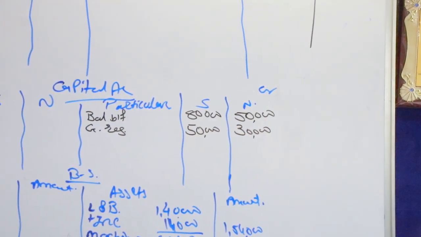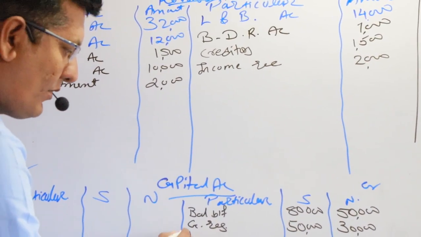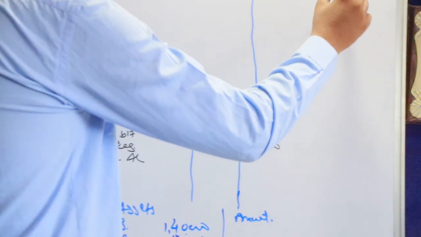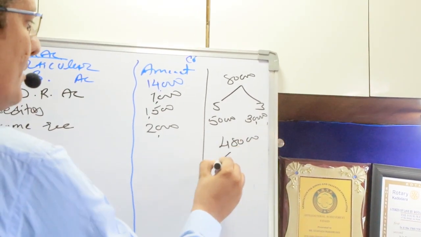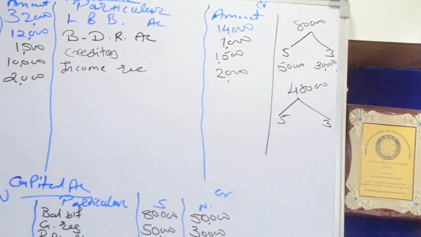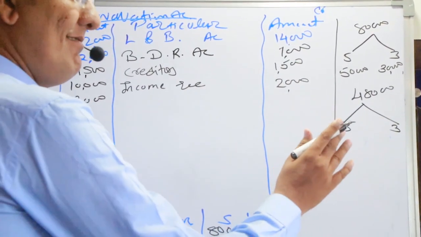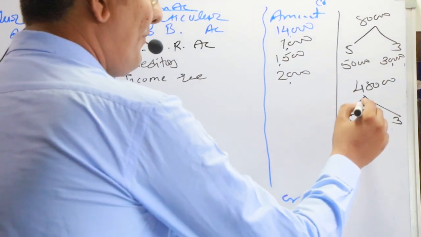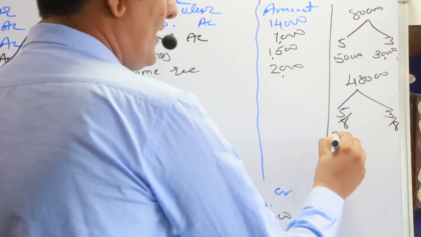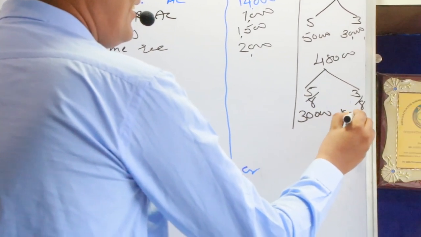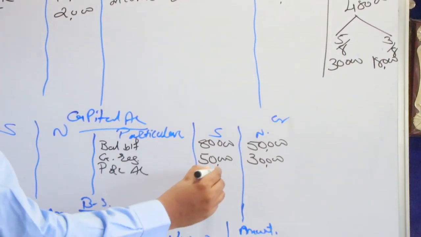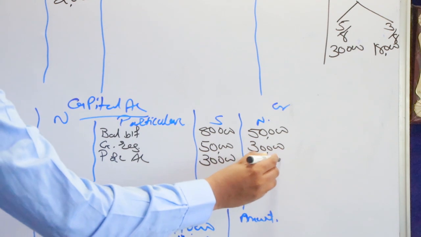Okay. Now next one is profit and loss account. Same side we are going to record it. We distribute it among the partners in the old ratio. Amount is 48,000. That 48,000 we distribute among the partners in the same 5:3. 5 plus 3 is 8. So 5/8, 3/8. So here 30,000 and here 18,000.